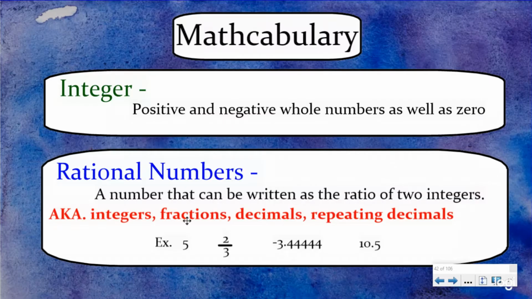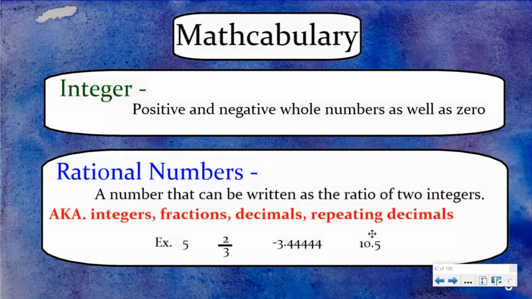Okay, so here are some examples. You can have a whole number 5, and that's going to be a rational number. So integers are also rational numbers. You could write it as a fraction, right? So you could have 2/3 as long as the numerator and denominators are both integers, and that's going to be a rational number. You could also have a repeating decimal, and that's going to be a rational number. And you can have a normal decimal, right, that just stops at a certain place value, and that's also going to be a rational number.